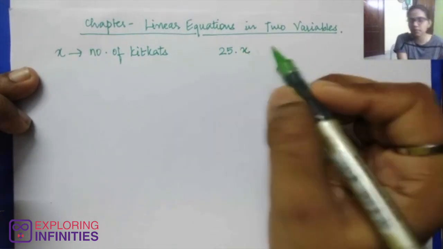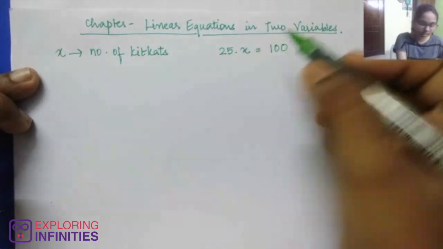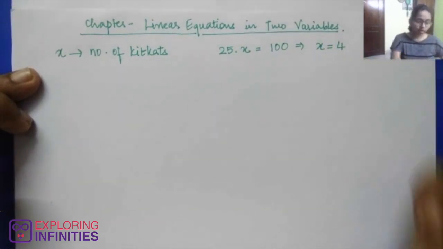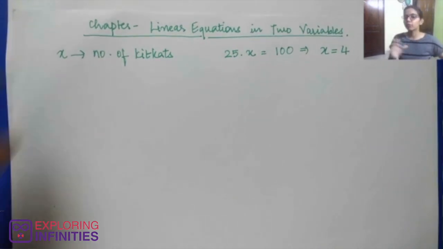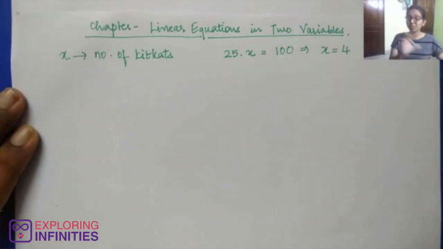Now what the shopkeeper thinks is, if each Kit Kat costs 25 rupees, if I multiply this X by this 25, I'll get 100. So if he solves this, he'll get X to be 4. So he decides that, okay, I should give this child 4 Kit Kats. So that's the number of Kit Kats that the child gets for rupees 100. So now this was a linear equation in one variable, where you actually play with just one variable, probably x, y or anything, and you can directly solve it and get the answer.